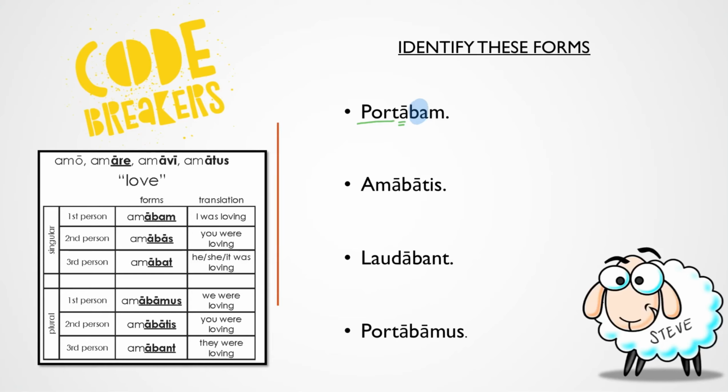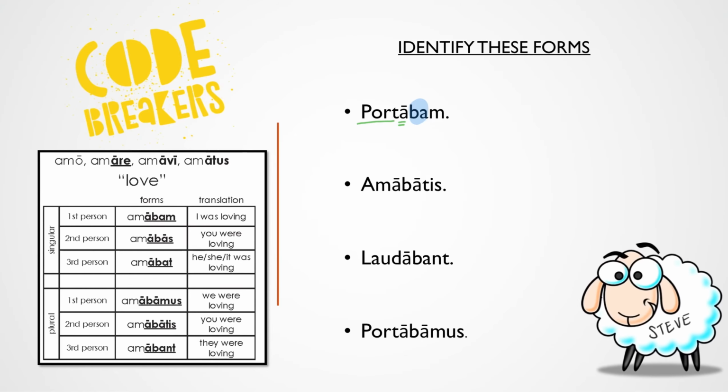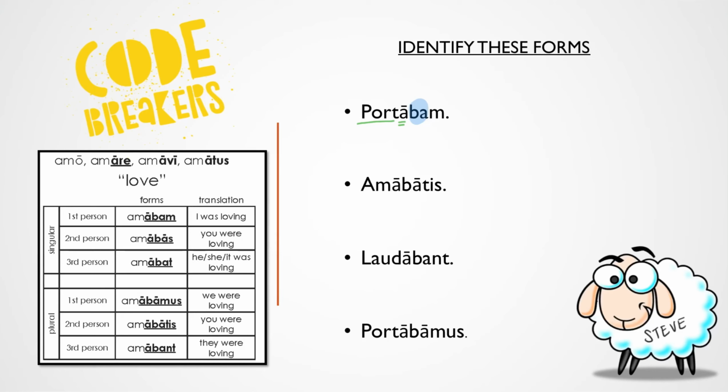What does that mean? That means that this verb is imperfect. And lastly, we have an M on the end. What does the M stand for? This verb is going to be a first person singular imperfect tense verb, which would translate as I was carrying.